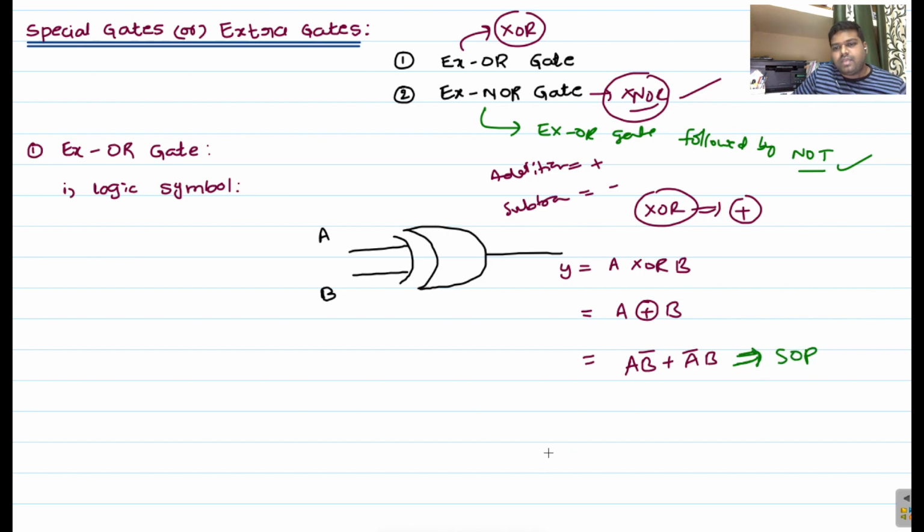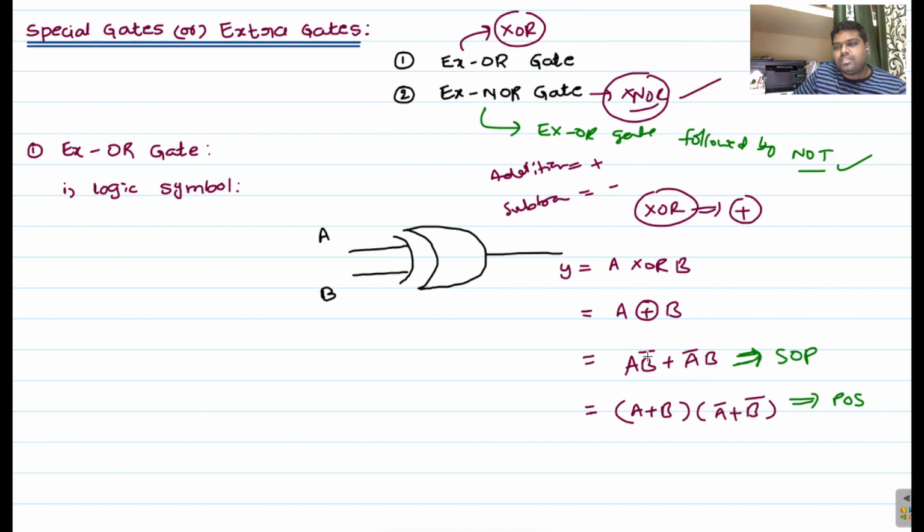In the same way, if you observe product of sum nature, in that case you have to write (A plus B) into (A bar plus B bar). So this is in product of sum nature. For A XOR B, if you want to write the sum of product equation, that is A B bar plus A bar B.